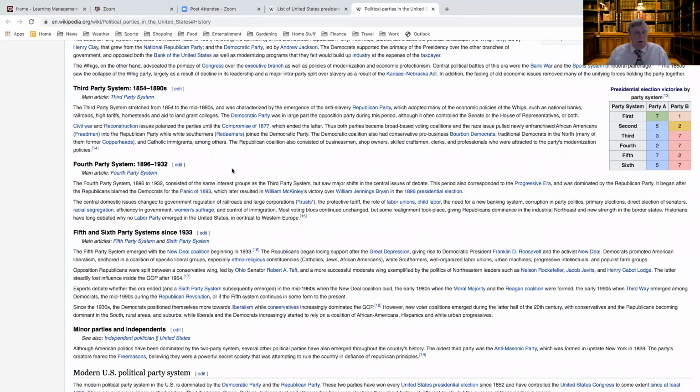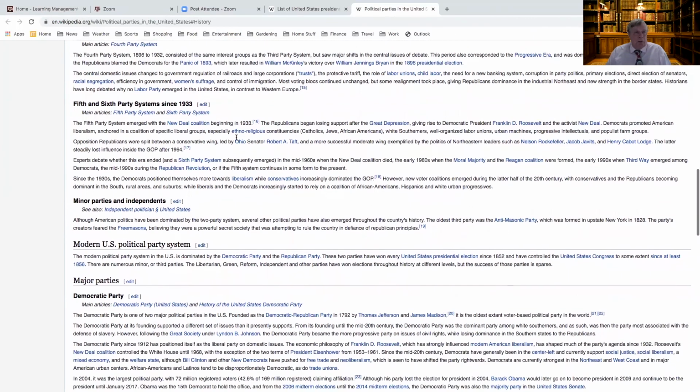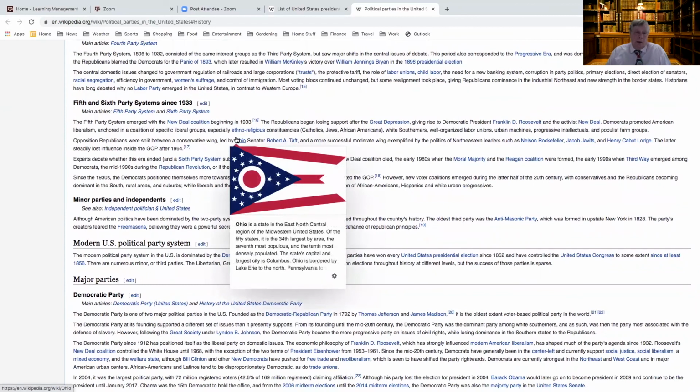The fourth party system, lasting from 1896 through 1932, featured the Democratic Party versus the Republican Party, with the progressive era dominating in this period. And it was dominated by the Republican Party through this period. And then the fifth and sixth party systems, there is debate on whether there actually is a sixth party system.